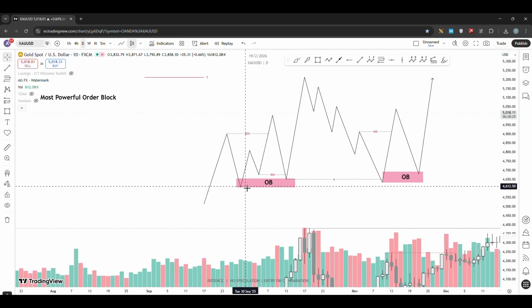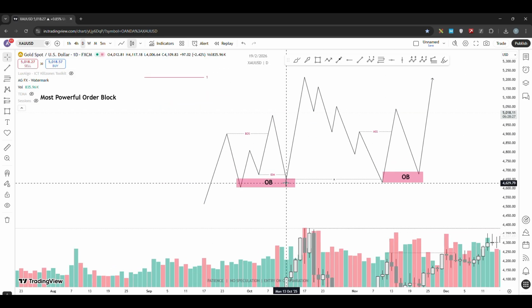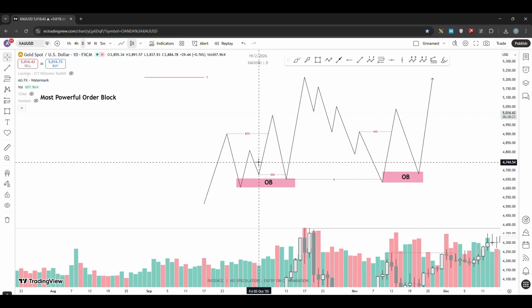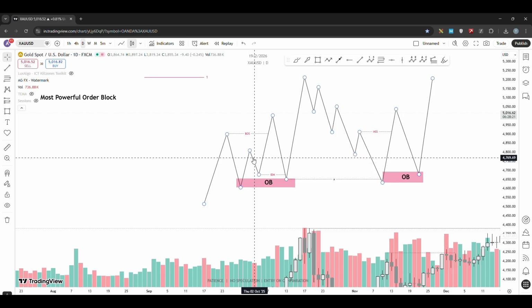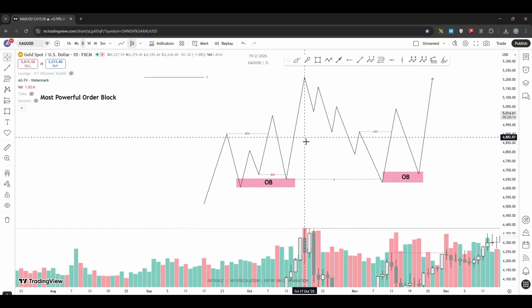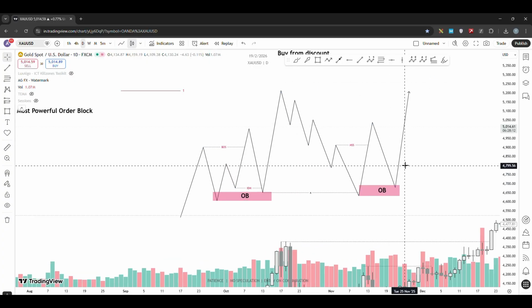When market creates a new break of structure and then market drops, takes out an inducement, and below that inducement level there is an order block, you can look for an entry from that order block, because there is a very high chance that it can actually reverse after tapping into that order block.